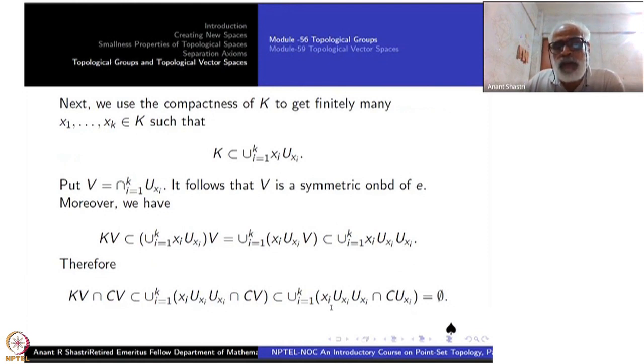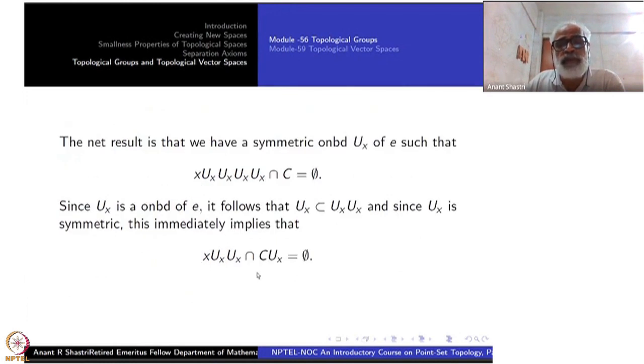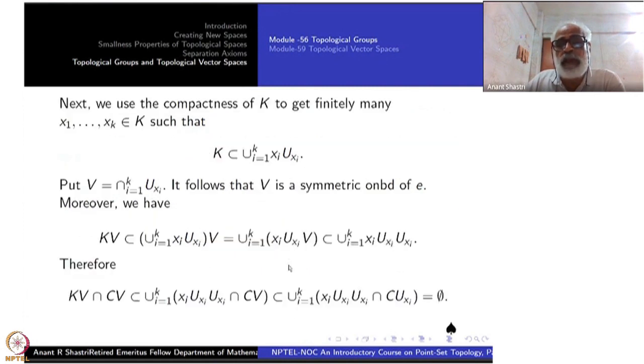Okay, but now what are these things? Each of them is empty by the choice. Remember that. Each of them is empty. I have taken only finitely many of them. The xi's are coming from capital K. So there are finitely many of them anyway. Each of them is empty, so the union is empty.